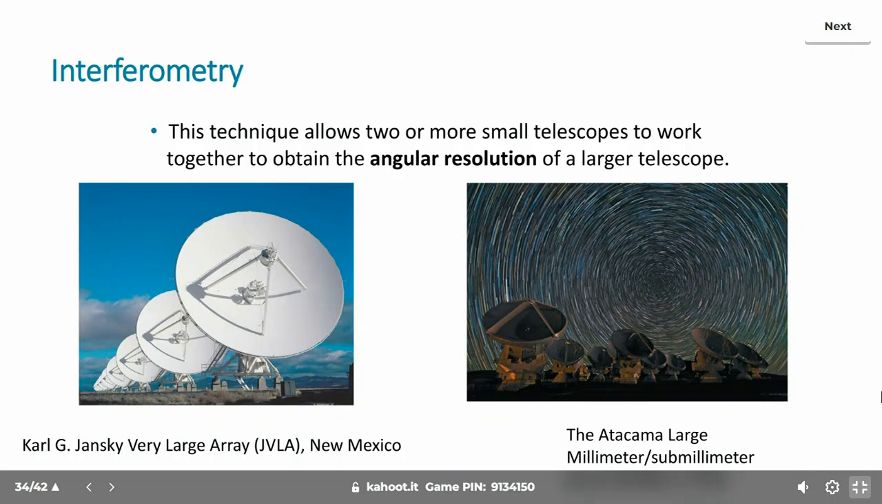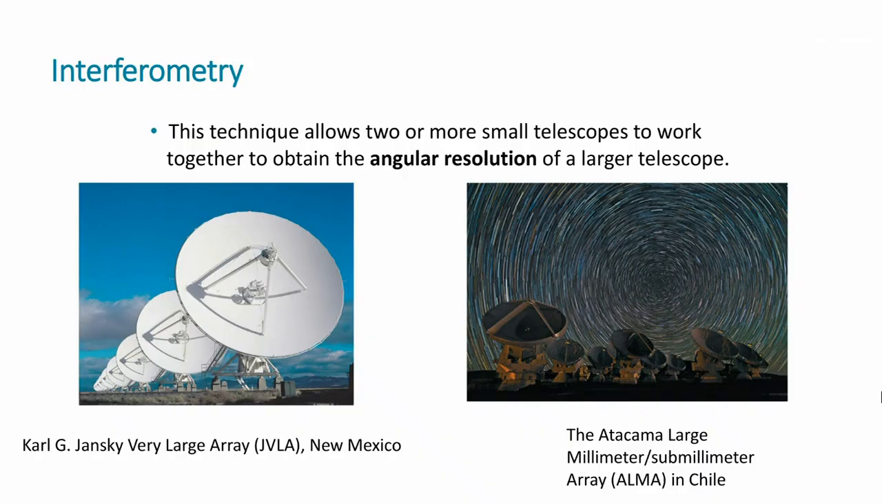You've probably seen large arrays of telescopes, and that works on the principle of interferometry. So the goal is to build the biggest telescope that you can, but that's not always economical or feasible. So instead, you can have many smaller telescopes all pointing at the same object, working together, and that will give you an equivalent resolution to if you had a telescope that was as big as all of these put together.